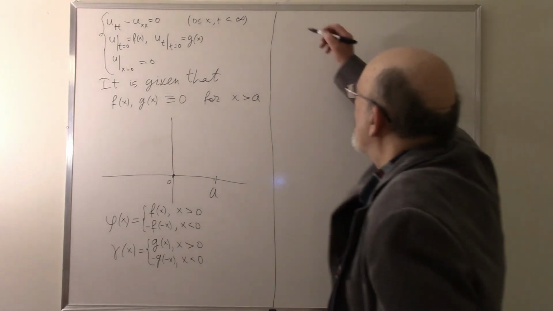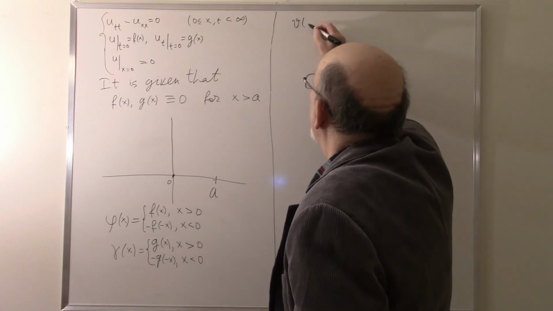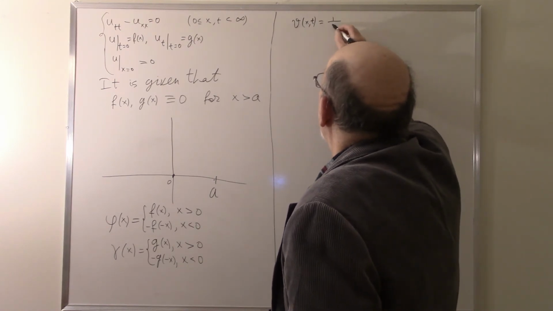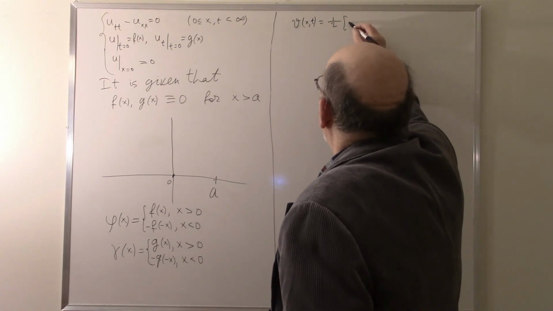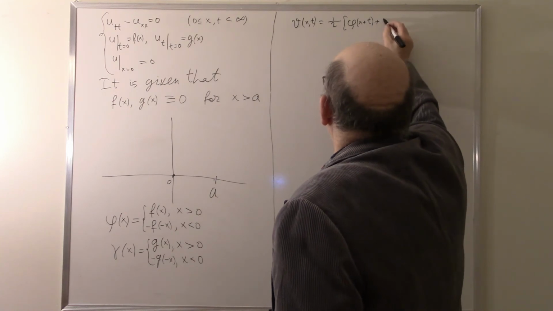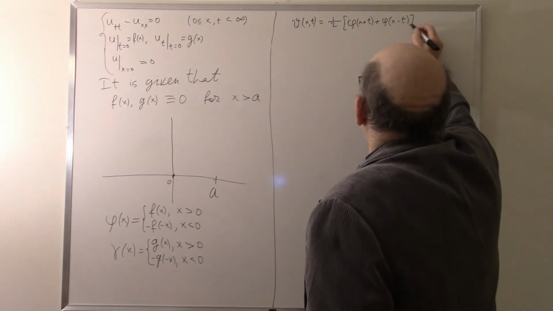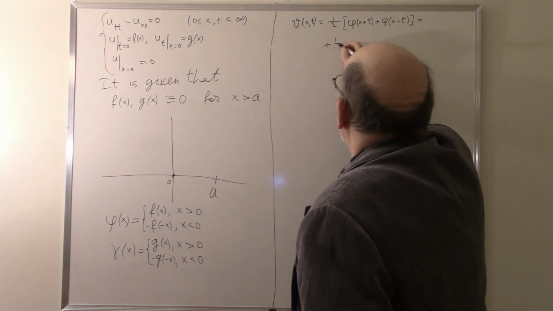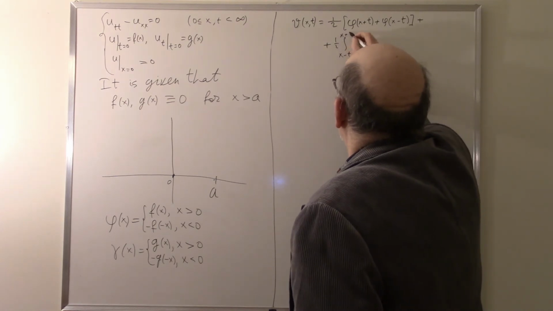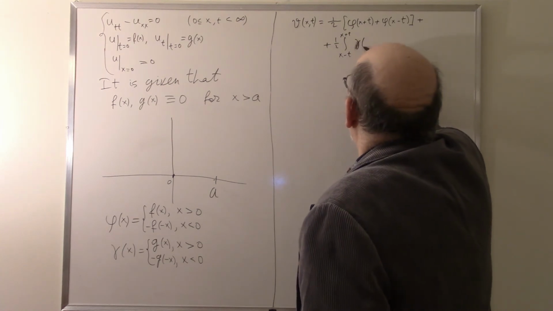So then the solution u, v of xt equals 1/2 phi of x plus t plus phi of x minus t plus 1/2 integral from x minus t to x plus t gamma of y dy.